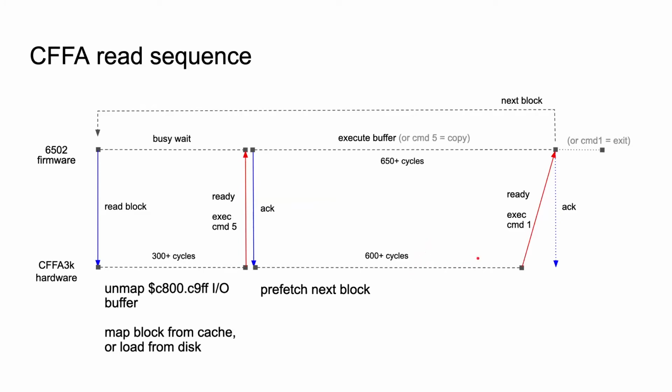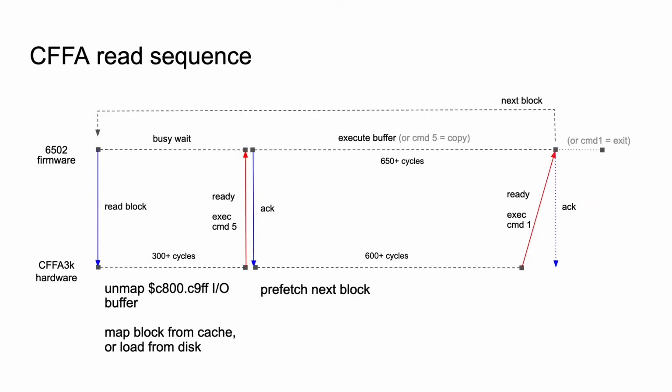And so when this is done, we again will signal that to the Apple that we're ready, and we'll tell it to execute command number 1, which turns out to be the one that would clean up and exit to the caller if we were listening to it. But one thing we notice here is that by the time we finished executing our buffer, the CFFA will usually have just finished prefetching the next block. And so we've overlapped these two operations, and the next block is already there when we need it.